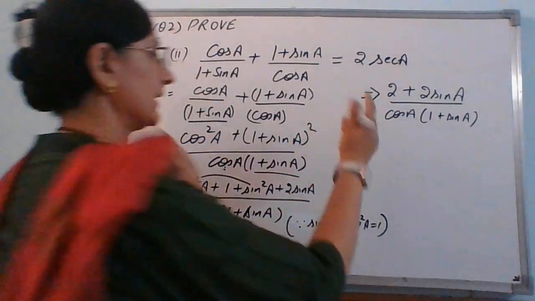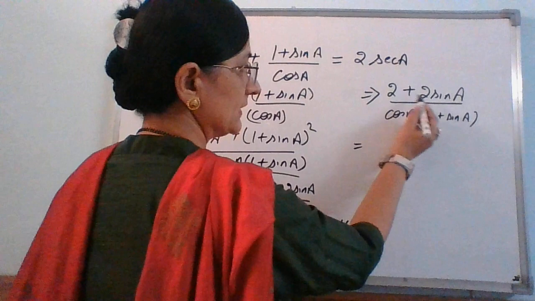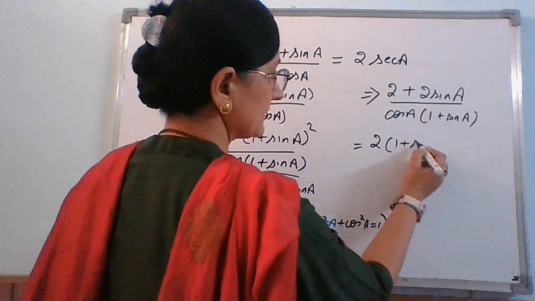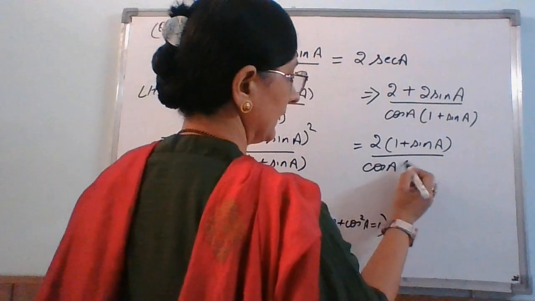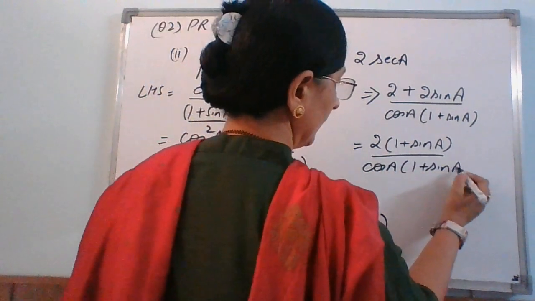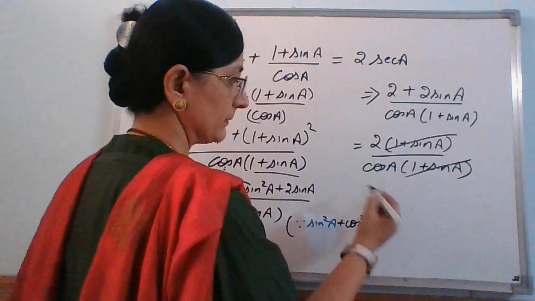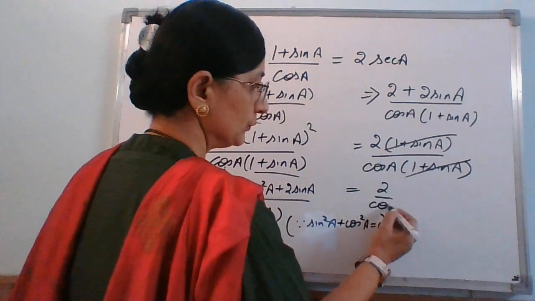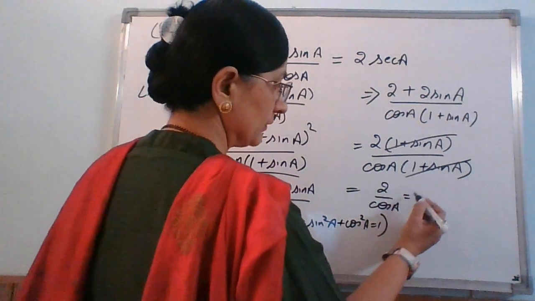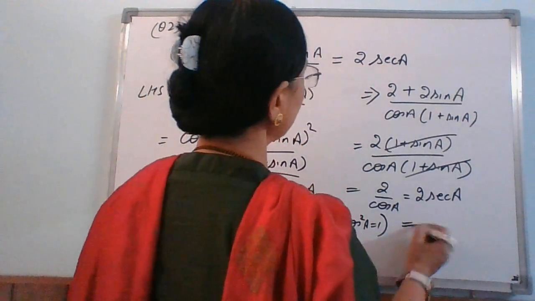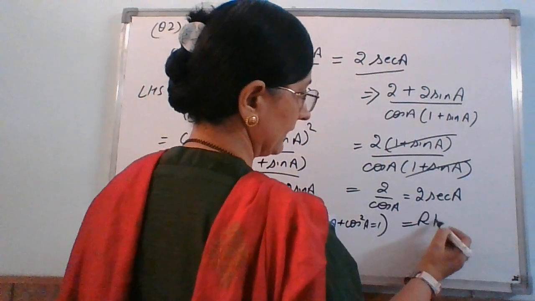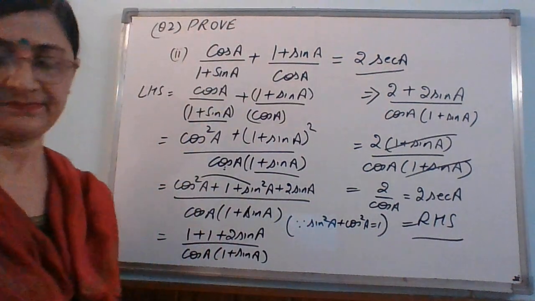Okay, now here it becomes, right, you can see 2 is common there, 1 plus sin A, we are left with this inside here, cos of A and 1 plus sin A, same in the denominator. So this whole bracket we are able to cancel and we are left with 2 upon cos A. So 2 into 1 upon cos, 1 upon cos is secant, 2 secant A, and that we have got the answer RHS, right hand side, right?